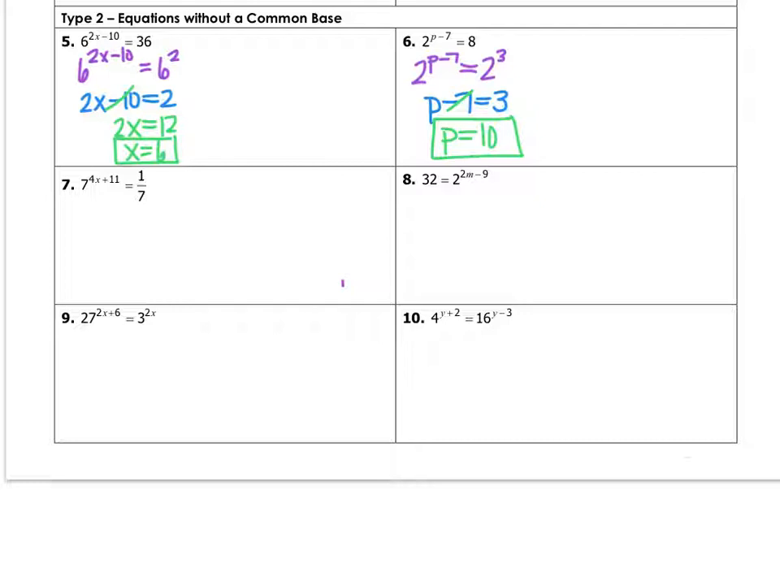All right, so hopefully you found that p equals 10. And when I plug it back in for p, I have 10 minus 7, which is 3, and 2 to the third power I know is 8. All right, let's jump down to number 7.